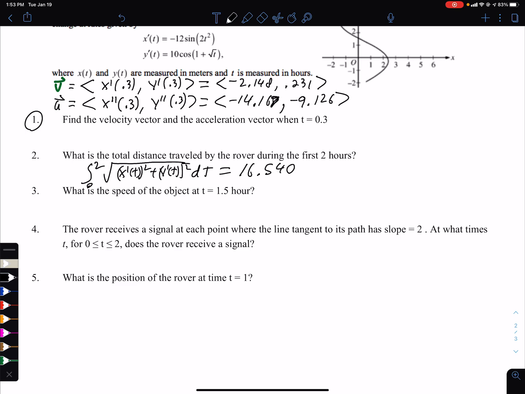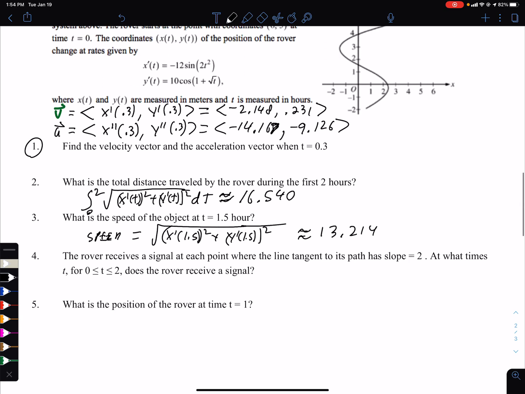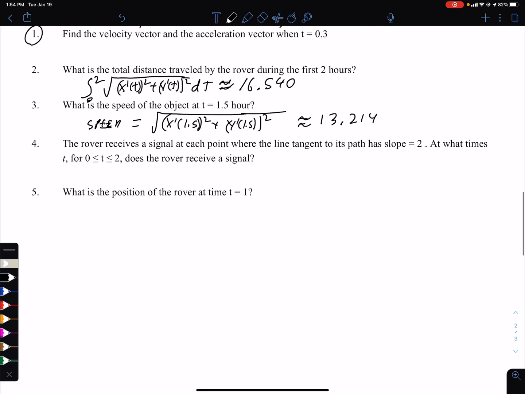Number 3, speed. Again, there's a formula for speed. The speed is the square root of the x velocity squared plus the y velocity squared. Just pop that into your calculator, get 13.214, or if you truncate, 213, and that's number 3. All of this is just knowing formulas. There hasn't been really anything difficult yet.